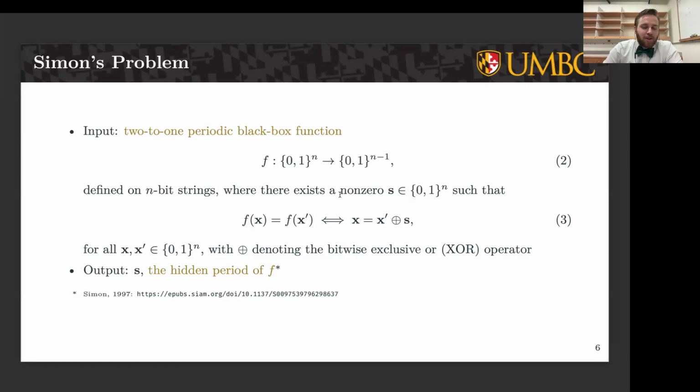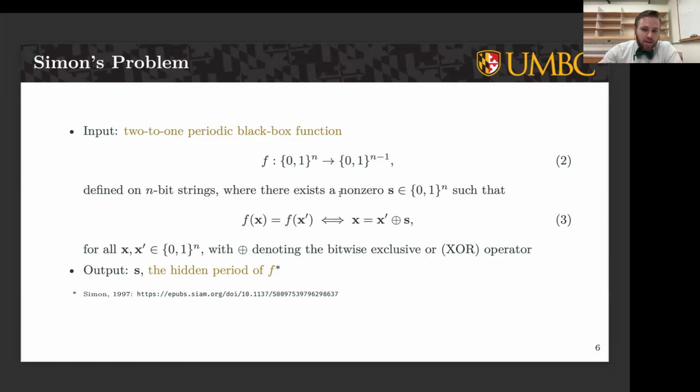Now, the last bit of background I'll talk about is Simon's problem. So Simon's problem is the following. We're given an oracle. Simon's problem takes as input some oracle function, which for Simon's algorithm is a 2-to-1 periodic black box function. So I have a function f, which takes bit strings of size n into bit strings of size n minus 1. And it's 2-to-1, so every output is reached by exactly 2 inputs.